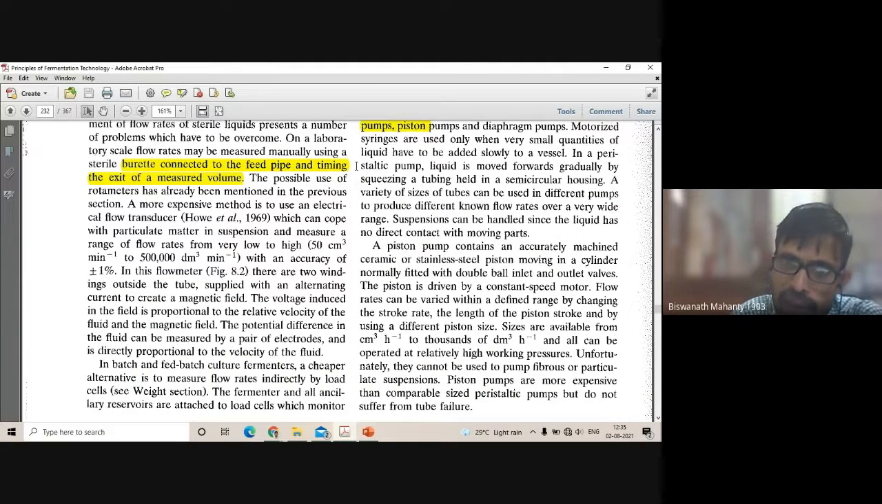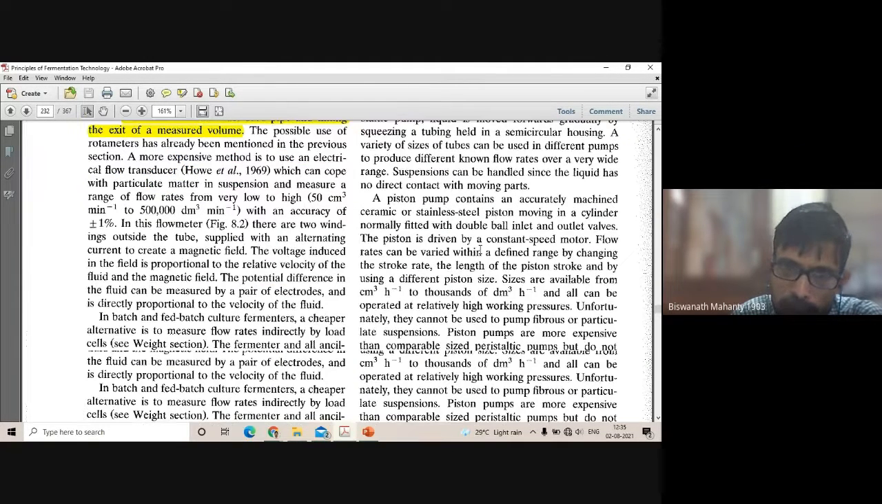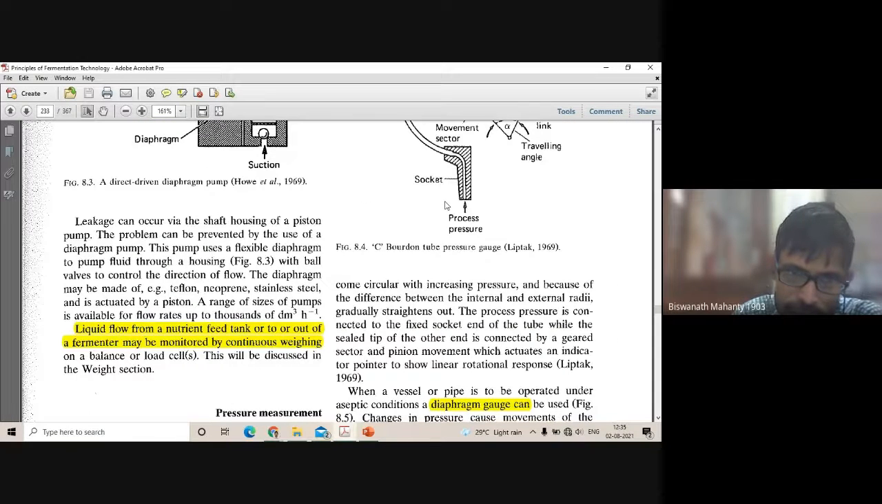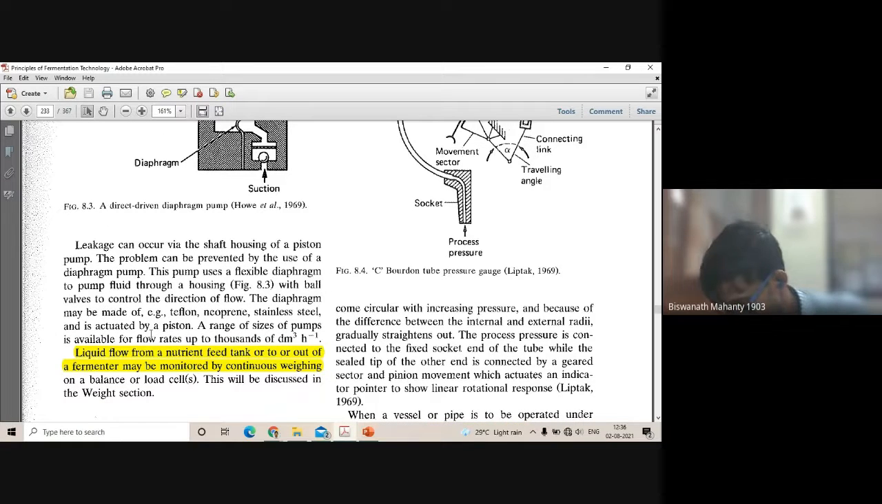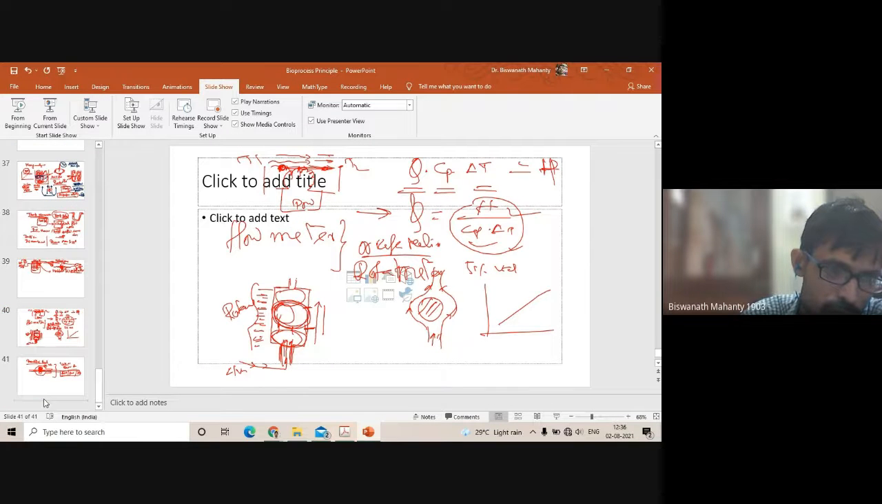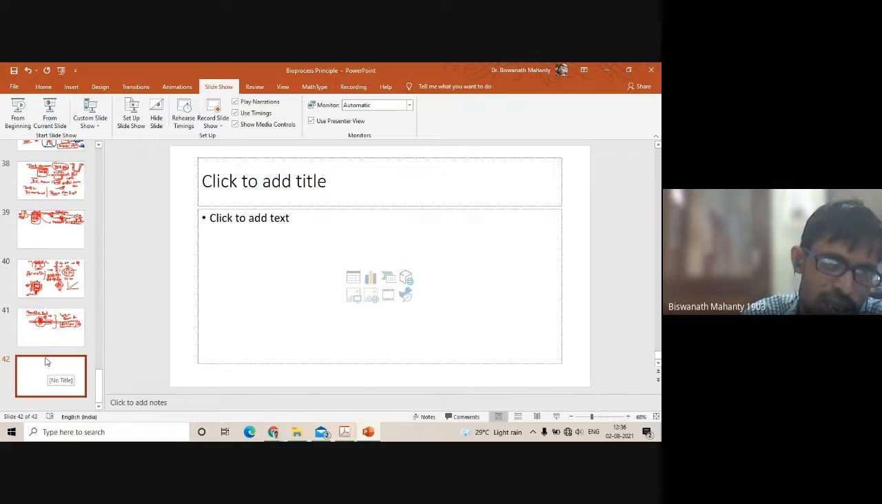We can have different kinds of peristaltic or piston pumps; that is fine and easy to measure. Actually some balances or load cells are also there. Balance and load cell are not widely available, but they exist. Load cells are used in a few fermentation processes, not every one.